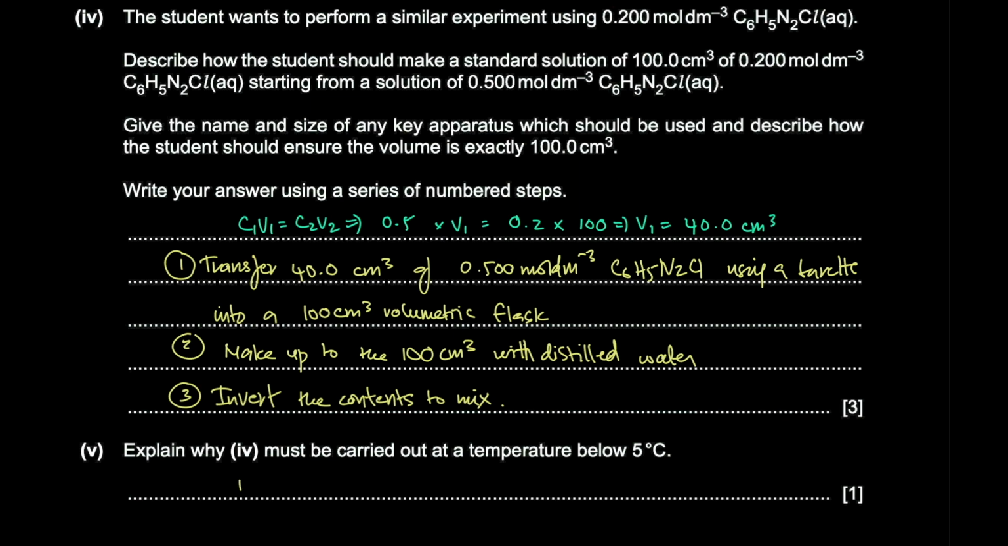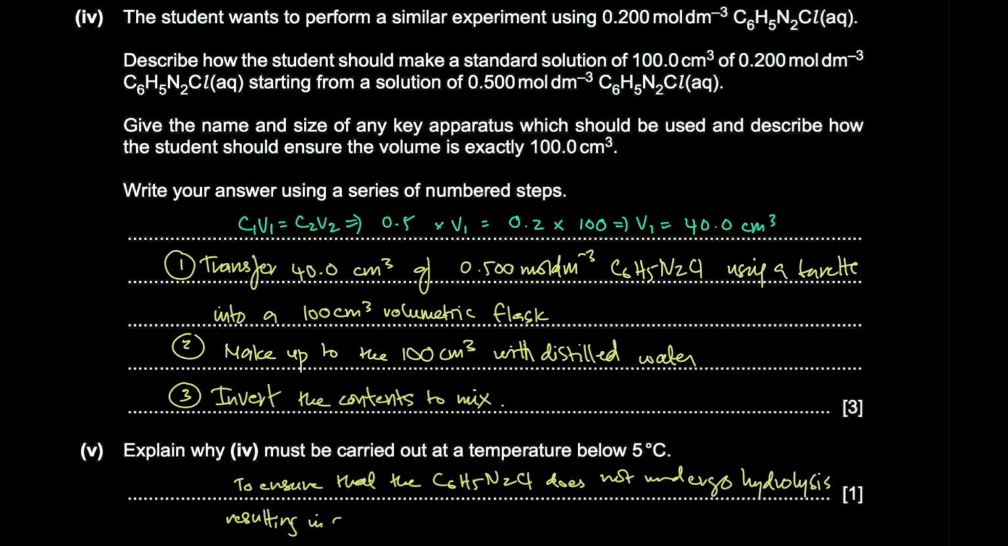The reason this is done is to ensure that the C6H5N2Cl, benzene diazonium chloride, does not undergo hydrolysis. Because if it reacted with water, that would result in a decrease in the concentration. Okay, we don't want that because that would affect our readings.